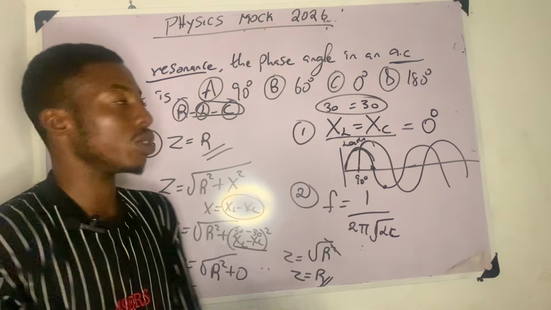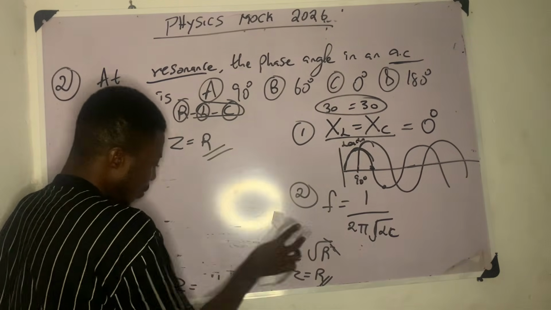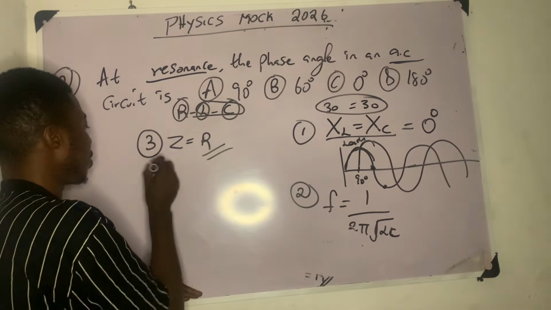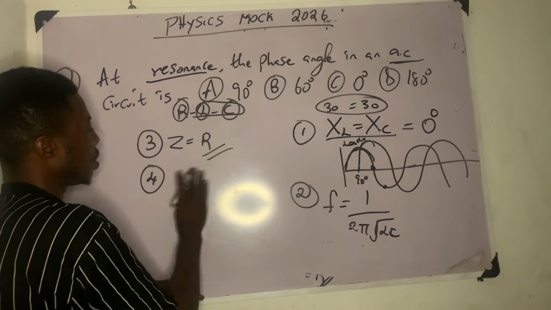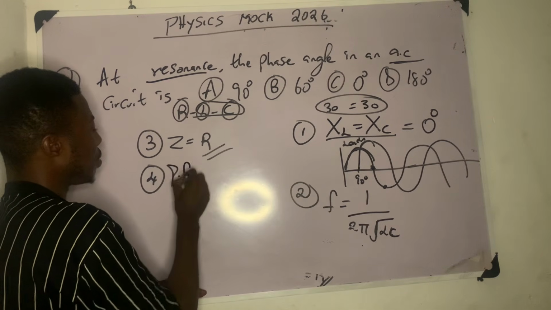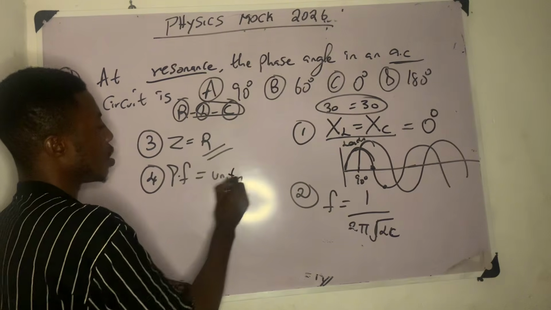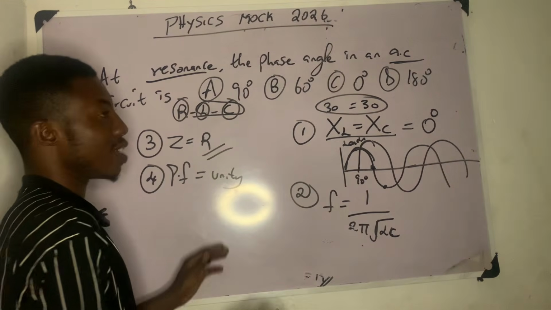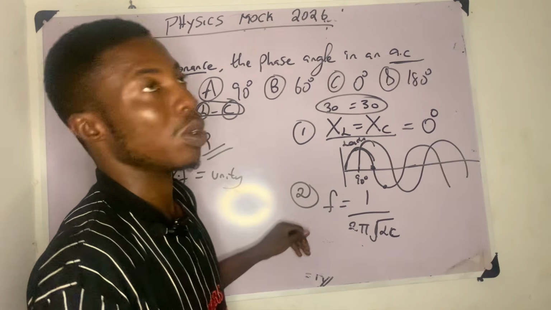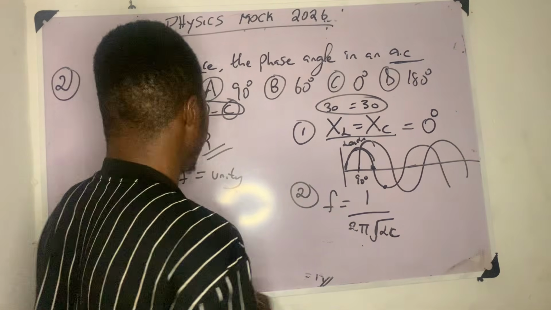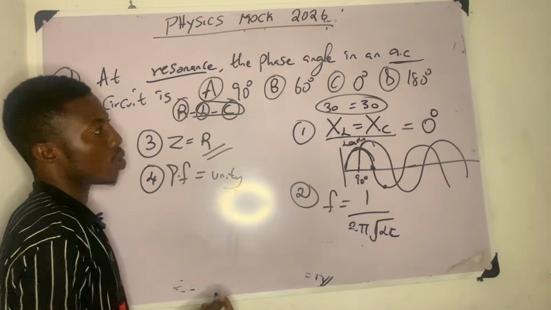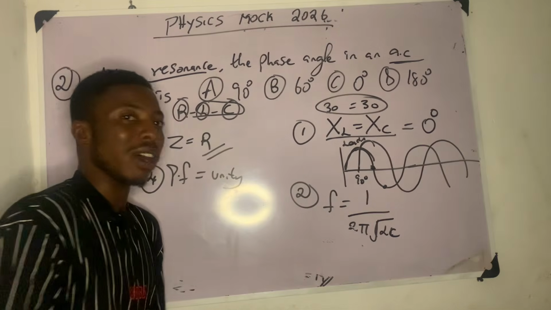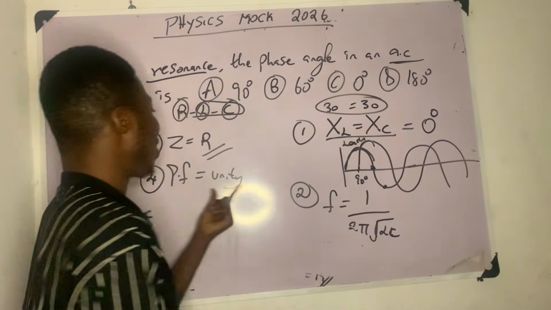Now there's a fourth condition. The fourth condition is that your power factor will be unity. Your power factor will be what? Unity. You understand? Sometimes they will also ask you a question on the power factor. The power factor will be 1. That's what unity means here. So power factor is unity because your phase angle is 0. Once your phase angle is 0, that means your power factor is what? Unity.